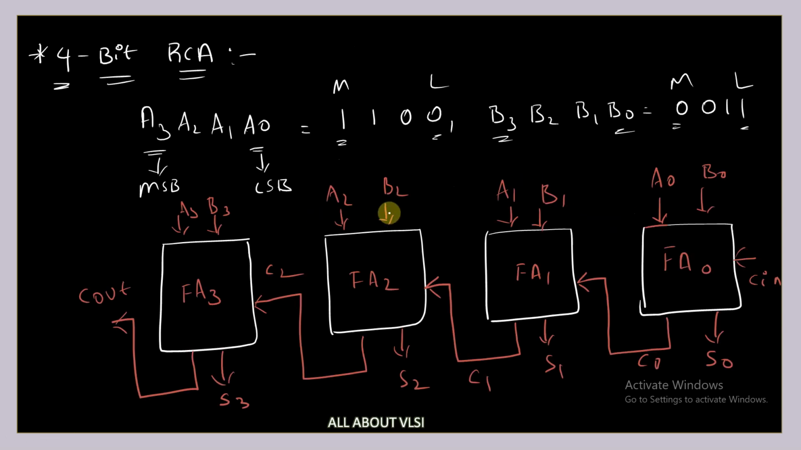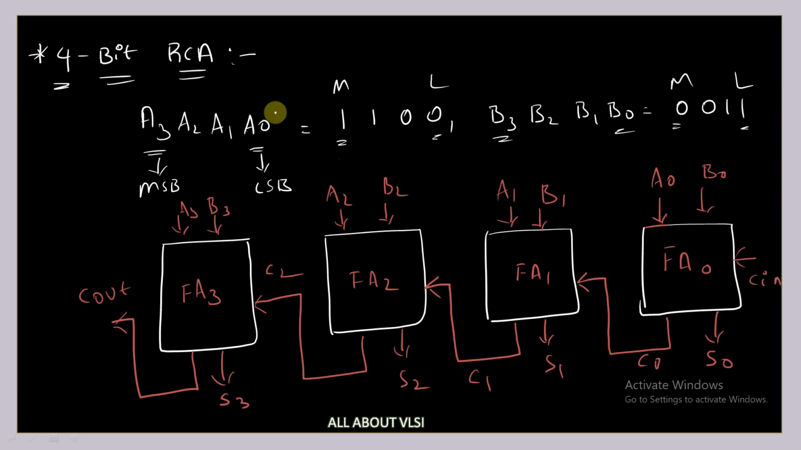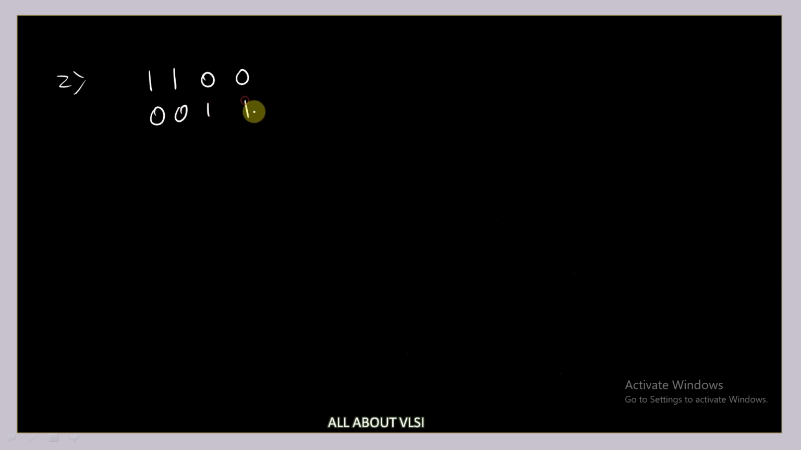Now let us substitute some values. Let's say a0 is equal to 1, a1 is equal to 1, a2 is equal to 0, a3 is equal to 0, and b0 is 0, b1 is 0, b2 is 1, b3 is 1. So if we add this, what answer are we getting? 1, 1, 0, 0 and 0, 0, 1, 1. If we add these, we get 1 1 1 1 as the sum.